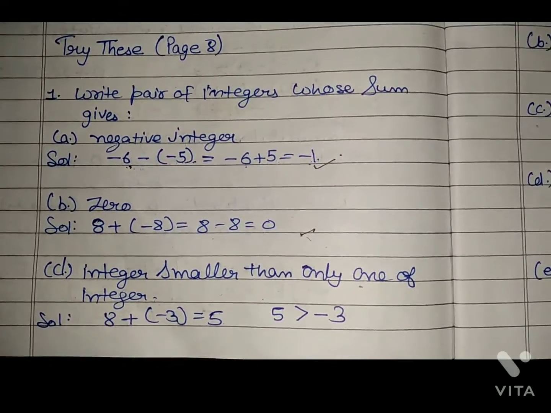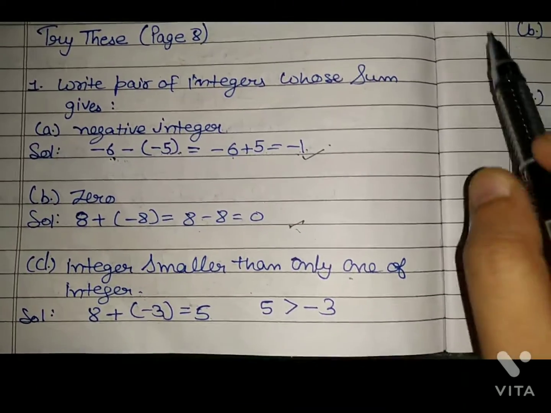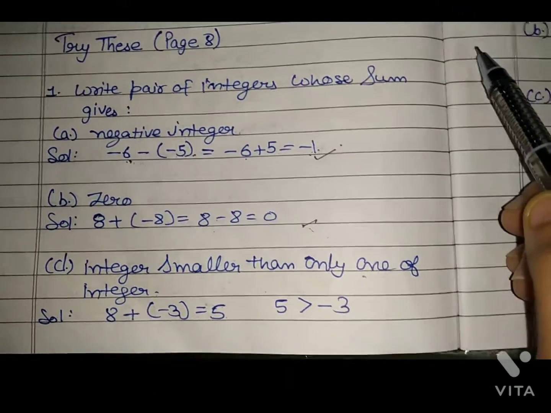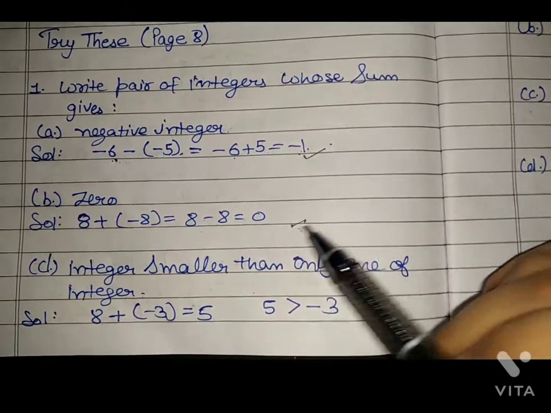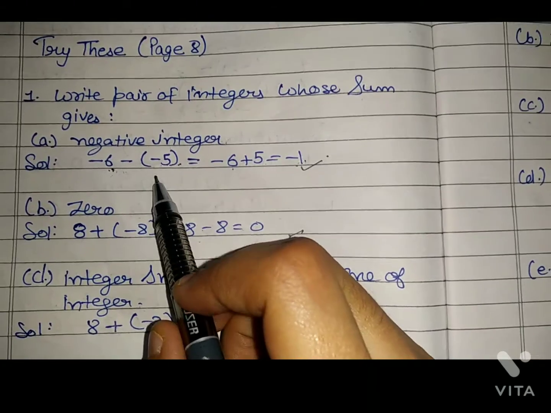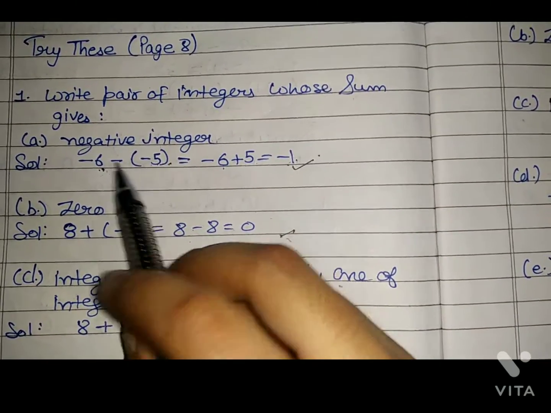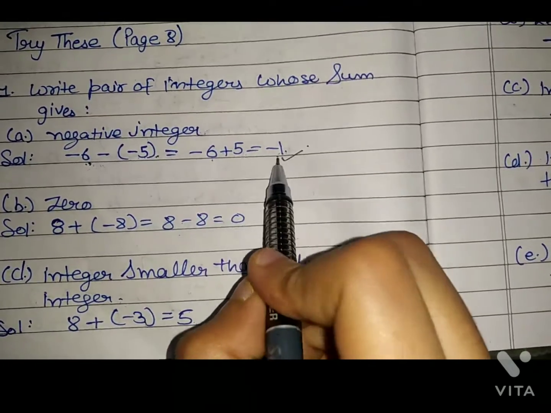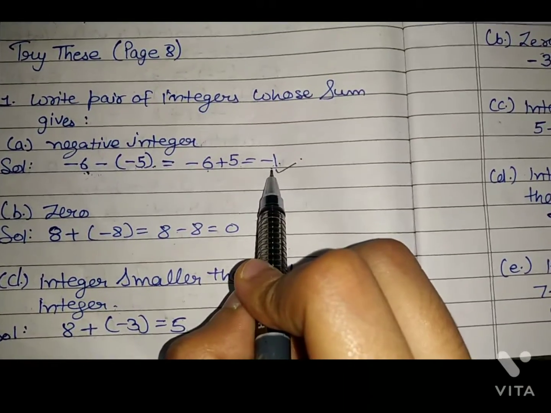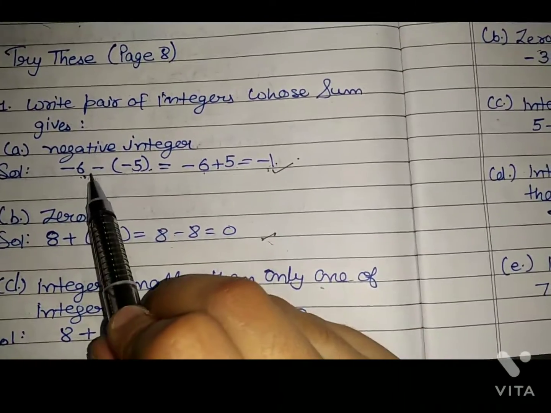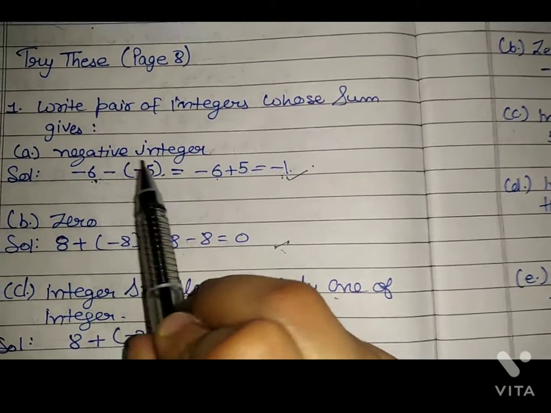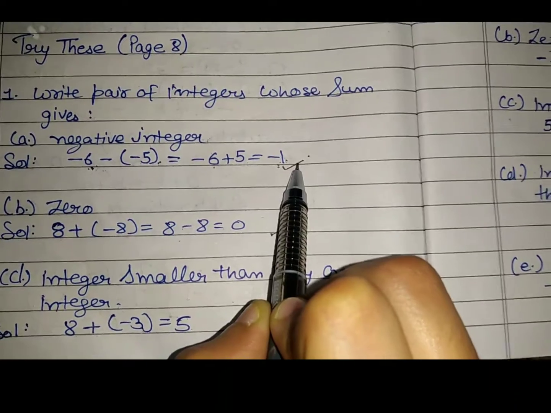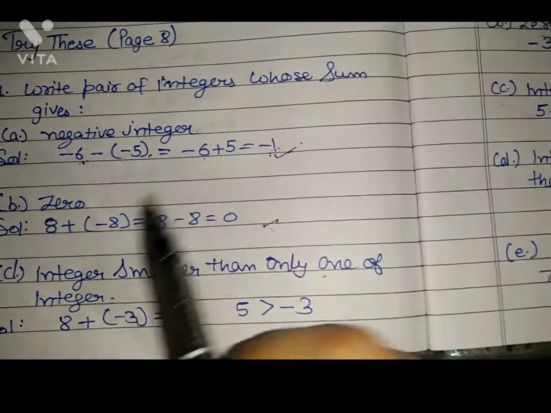Let's try these on page number 8 of the NCERT. The first question is to write a pair of integers whose sum gives a negative number. So here I consider the pair of integers minus 6 and minus 5, which gives me minus 1. So this implies that a pair of negative integers also gives me an integer.